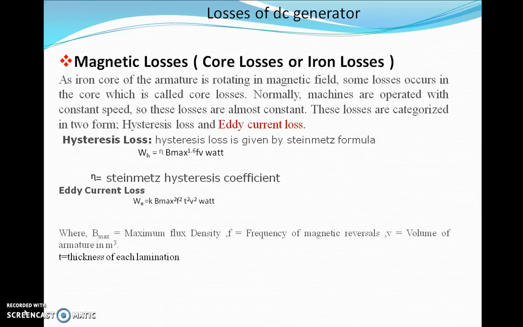If you see the two expressions, both the hysteresis loss and the eddy current loss are proportional to the frequency. Eddy current losses can be reduced by using a laminated core, but hysteresis loss can be reduced by keeping the Steinmetz coefficient as low as possible.